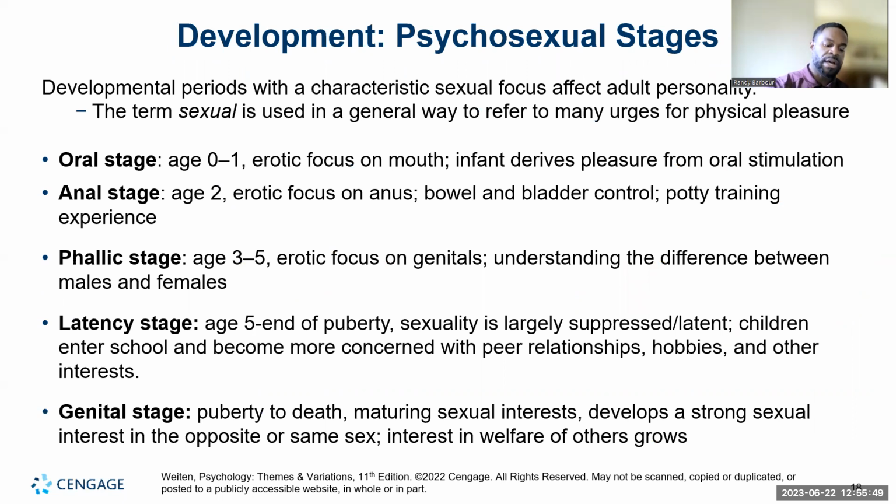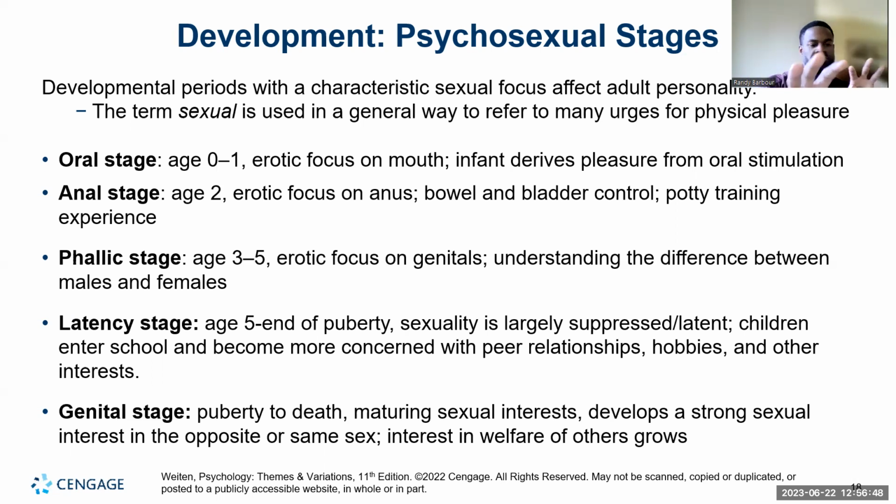Another place where Sigmund Freud went was the development of what we call the psychosexual stages. When we talk about the sexual stage, the term is used in a general way to refer to those urges for physical pleasure, not sexual pleasure. For those who chew on their pen or chew gum, they have an oral pleasure, right? They derive pleasure and stimulation from chewing things. That's not to say it's sexual, but there is an oral fixation on chewing and biting things. These developmental periods have a characteristic sexual focus that affects adult personality. So you have oral, anal, phallic, latency, and genital stages.